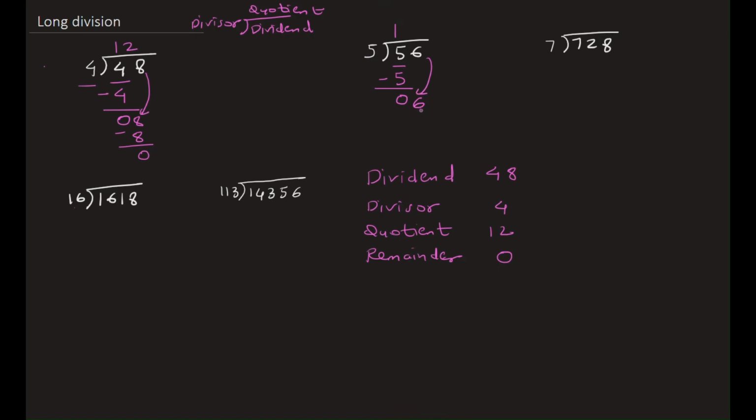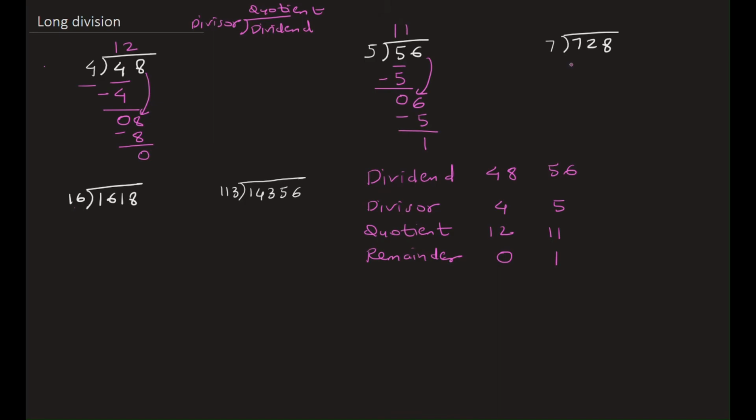5 goes exactly once in 6. So I write 1 in the quotient space and multiply that 1 with 5 and write the product below 6 and subtract it, and the answer is 1. So remainder 1 is left out. The dividend is 56, divisor is 5, quotient is 11, and remainder 1 is left out.